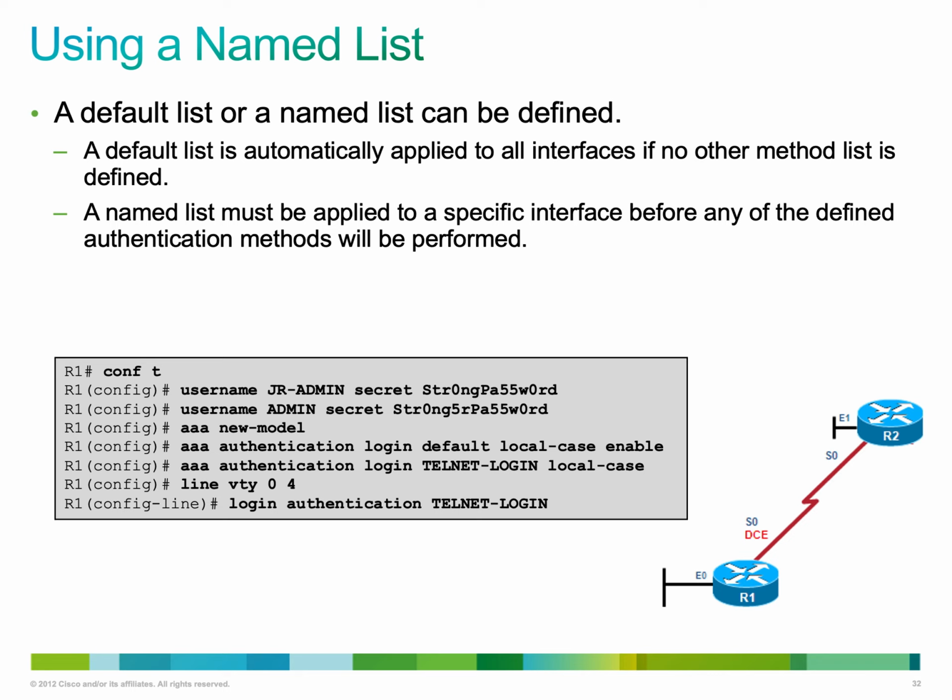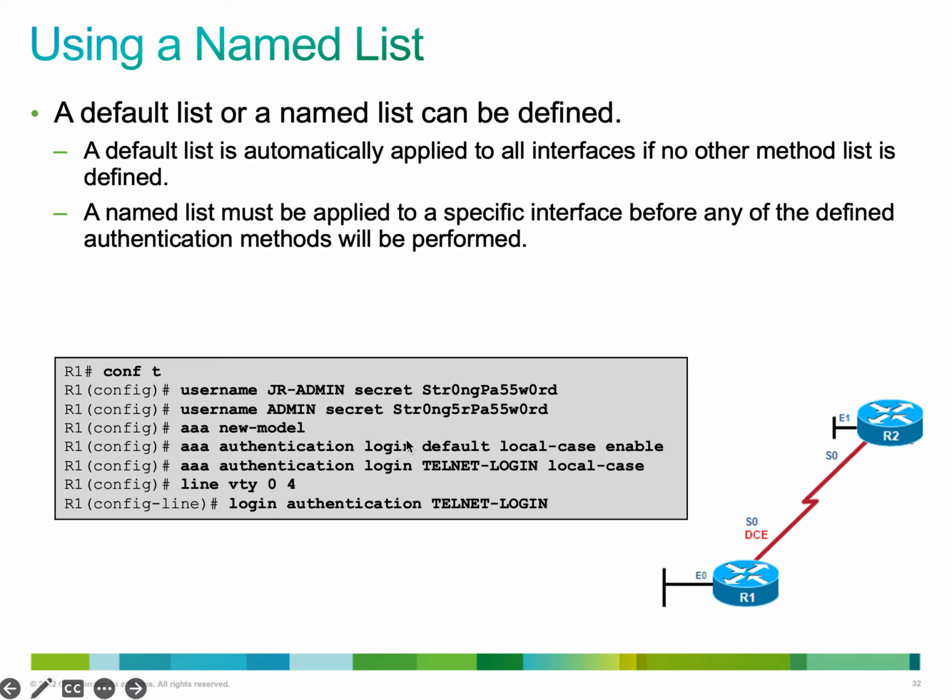So here is a similar example. Router1 config hashtag config terminal. Router1 config hashtag username, you put the username. Secret means password, then you put the password. Then Router1 config hashtag username admin secret password. Router1 config hashtag aaa new-model. Router1 config hashtag aaa authentication login default local-case enable. You must enable this, default local-case.